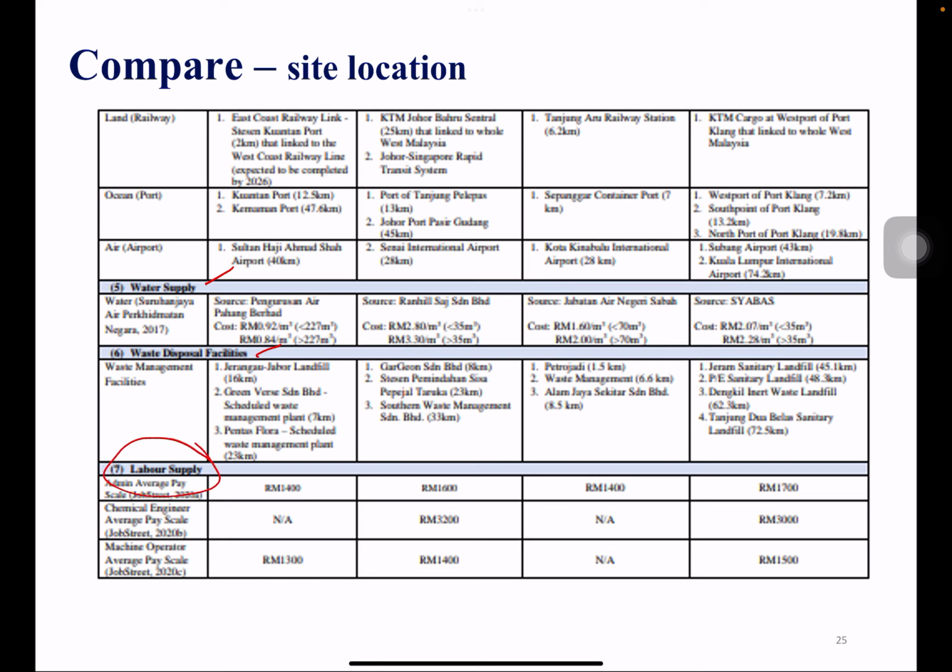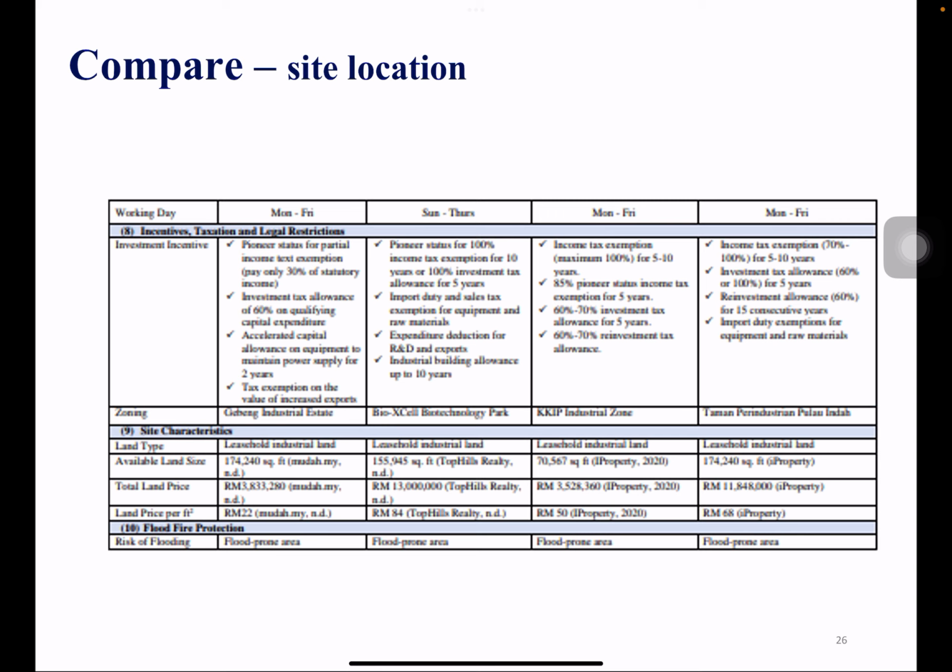How about the labor supply? And what is the cost per labor in the surroundings of your plant location? Also need to identify whether the labor is skilled or unskilled and so on, right? Do you get any incentives, taxation, or legal restrictions for your land? You need to find out that information also.